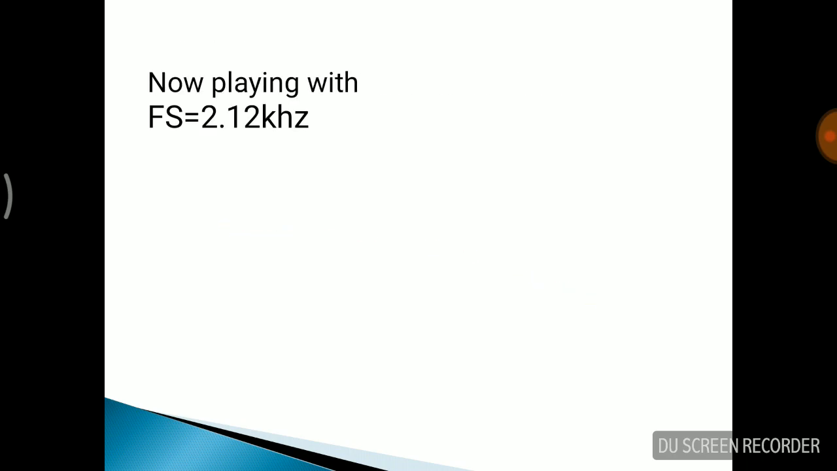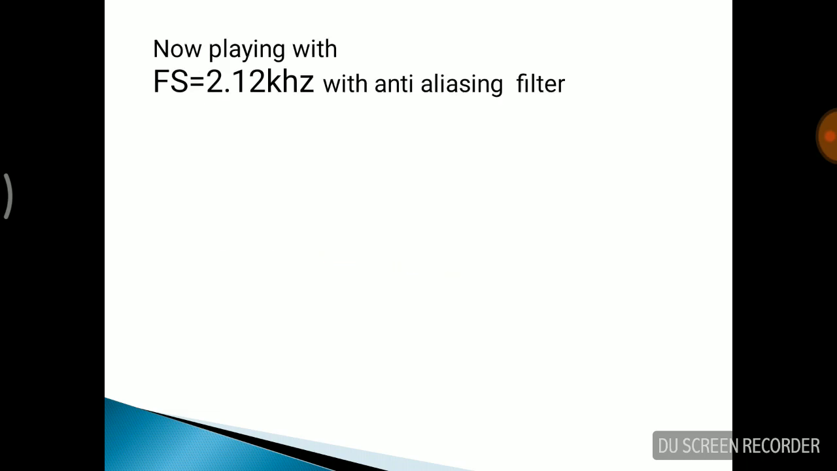Now, when we play the same with Fs equals 2.12 kHz, this is how it sounds. This is the variation at Fs equals 2.12 kHz. Now, if the same Fs is played with an anti-aliasing filter, this is how the music sounds. This is how it sounds using an anti-aliasing filter.